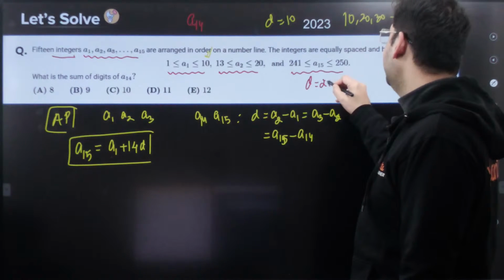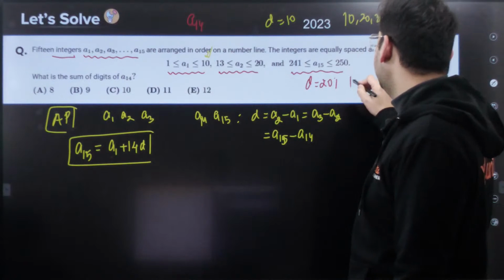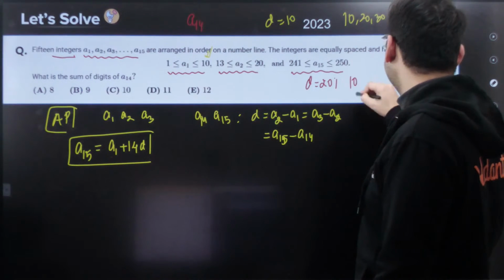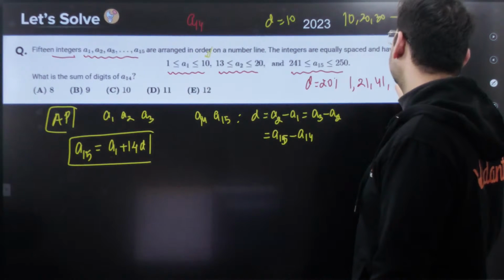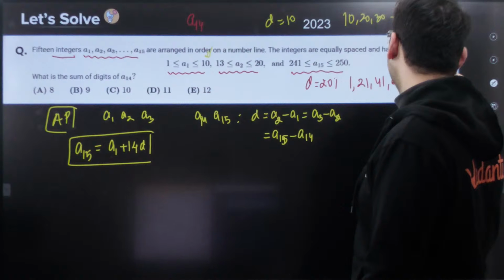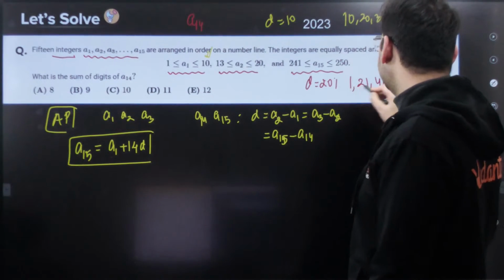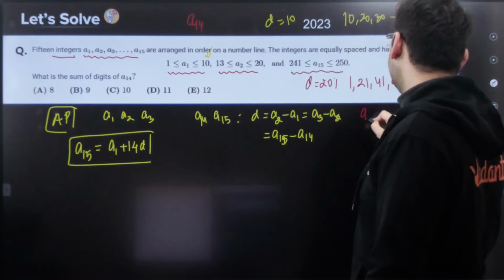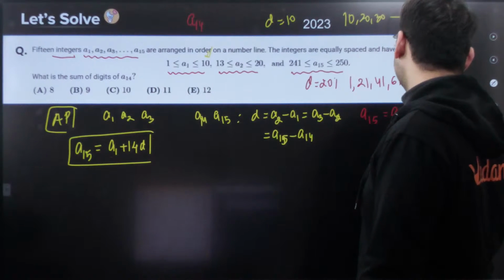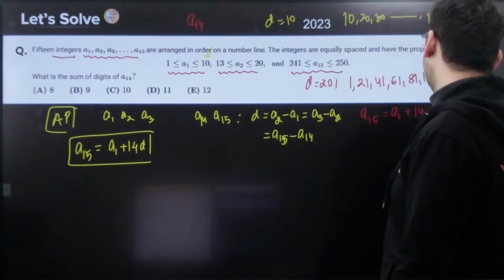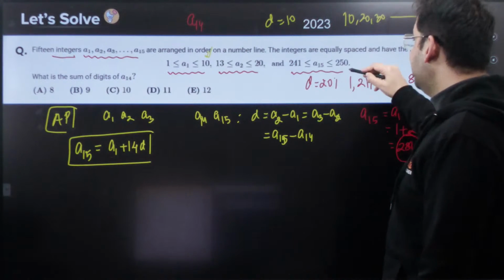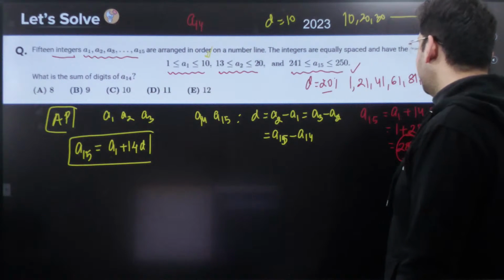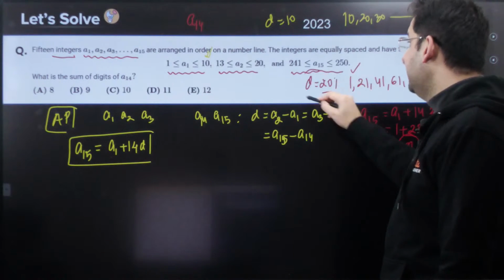So if common difference is 20, hypothetical, and if I take the minimum value, so 1, the next term is going to be 21, this is going to be 41, this is going to be 61, this is going to be 81, 101, and so on. So A15 is going to be A1 plus 14D, 14 into 20. That is 1 plus 280, 281. तो अगर मैं मिनिमम वैल्यू 1 ले लेता हूँ और कॉमन डिफरेंस 20 कर देता हूँ, तो मुझे 15th term 281 दिख रही है, which is on the higher side. इसका मतलब D 20 से कम है.